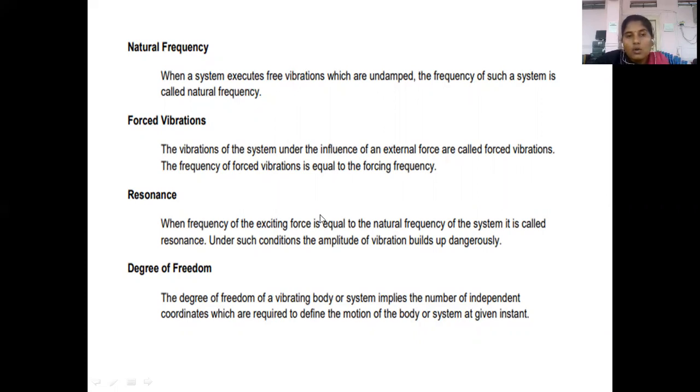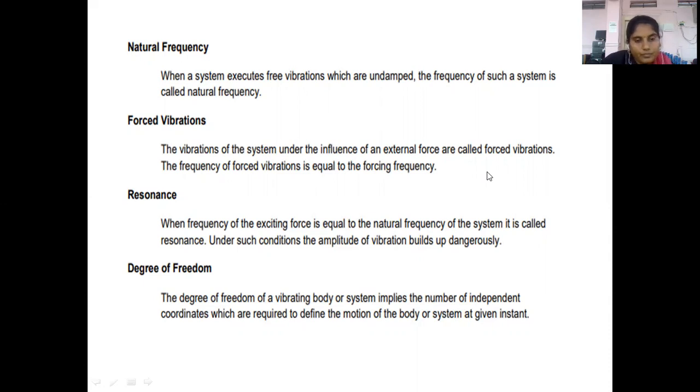The frequency of forced vibrations is equal to the forcing frequency. Below this, write down resonance.